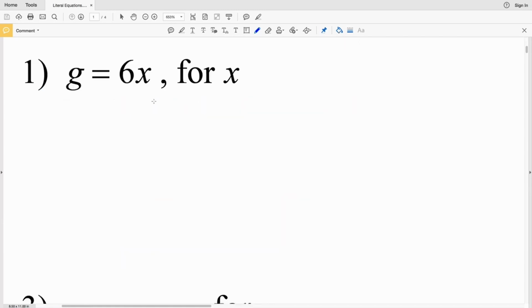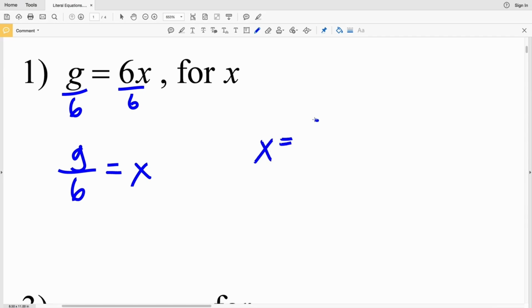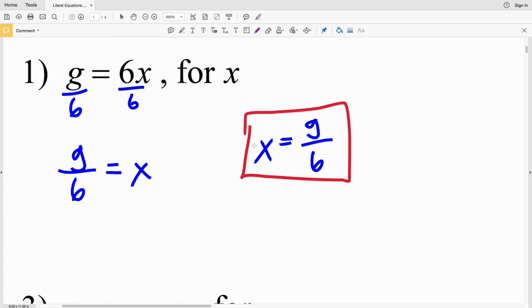In number 1, g equals 6x, and we're solving for x. So we're isolating the x. In order to do that, we're going to divide both sides by 6. When we divide by 6, we'll get g over 6 equal to x. And if you prefer to have the variable that we're solving for on the left side of the equation, you could say x is equal to g over 6. And that's the solution in number 1.